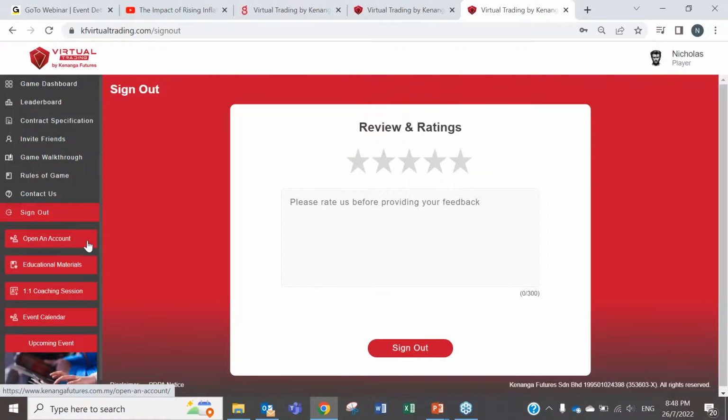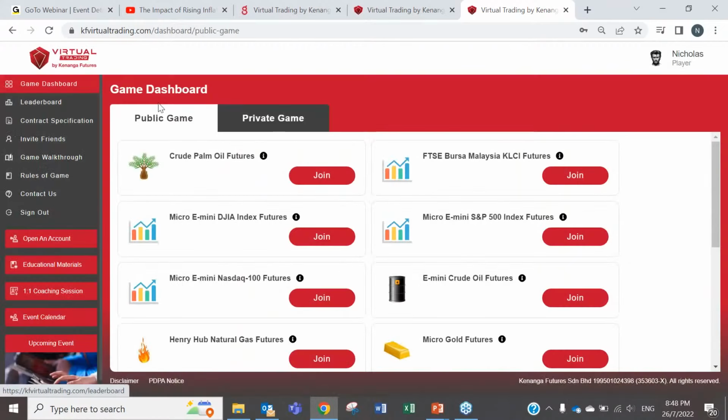So if you want to read more about some education materials, you can always click this button. And if you want to check out our events calendar for our futures events, you can always check it out in our event calendar here. Right, let's go back to the game dashboard. Okay, so you can see there is a public game and also private game here.